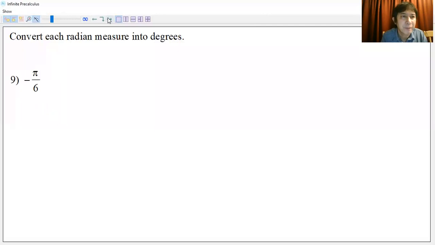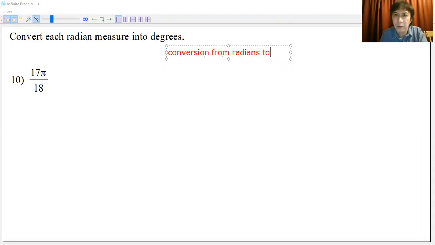Here's number 10. 17 pi over 180. Let's write the given first. Convert each radian measure into degrees. So this is conversion from radians to degrees.